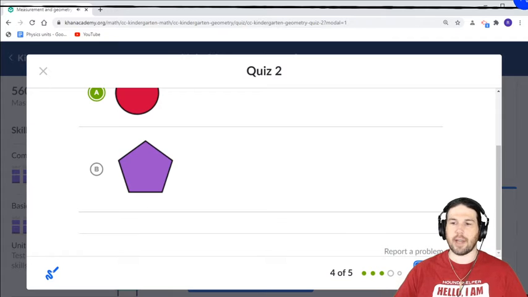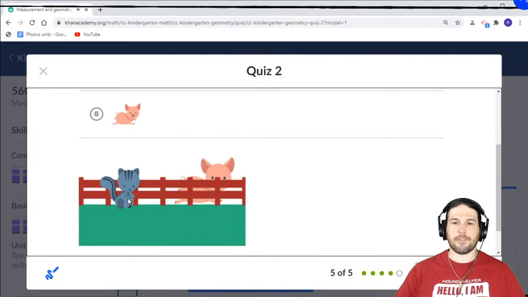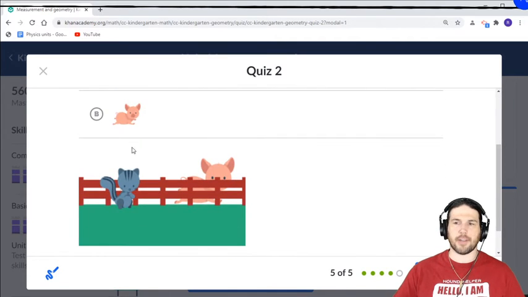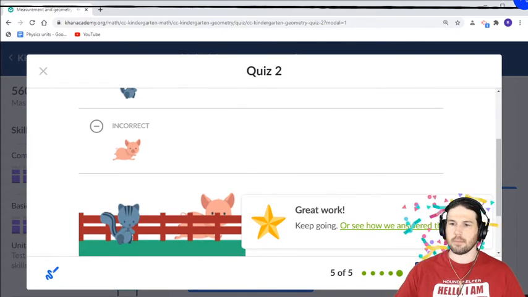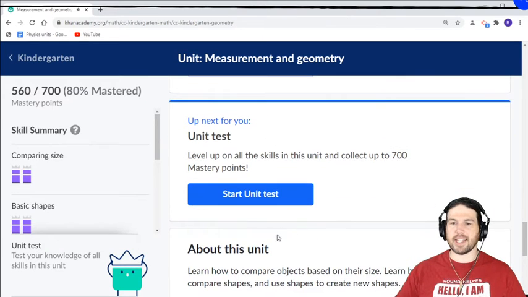Which shape is round? That would be the circle and not the pentagon. Which animal is in front of the fence? Looks like the squirrel is in front of the fence and the pig is behind the fence. And we are killing it. So now we have this unit test.